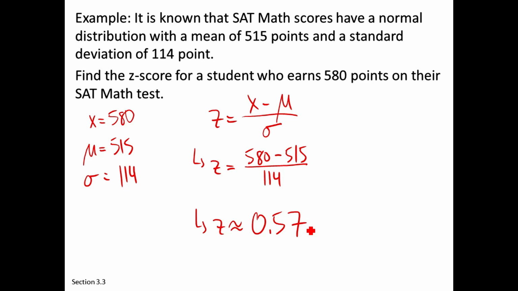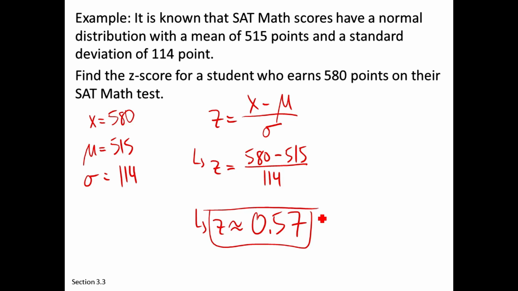So how do you determine the x again? The x is whatever observation you're trying to find the z-score for. In this case, it's a student who scored 580 points, so that's our observation. The mean and the standard deviation are fixed. The mean would always be 515, the standard deviation would always be 114. The only thing that's going to change is the scores we're interested in looking at. Okay, so this would be their z-score.